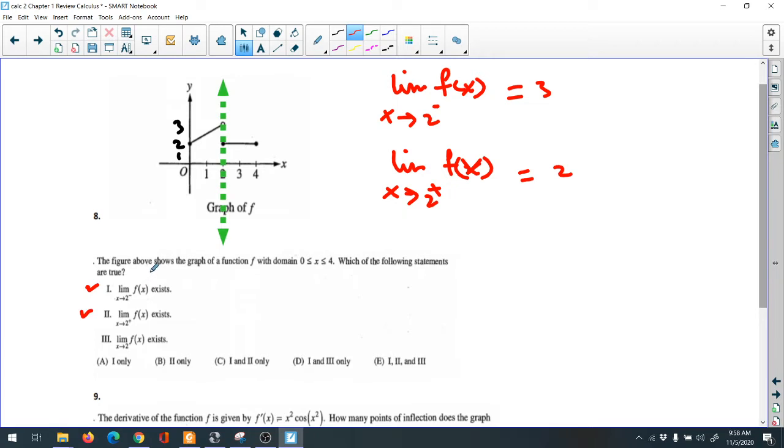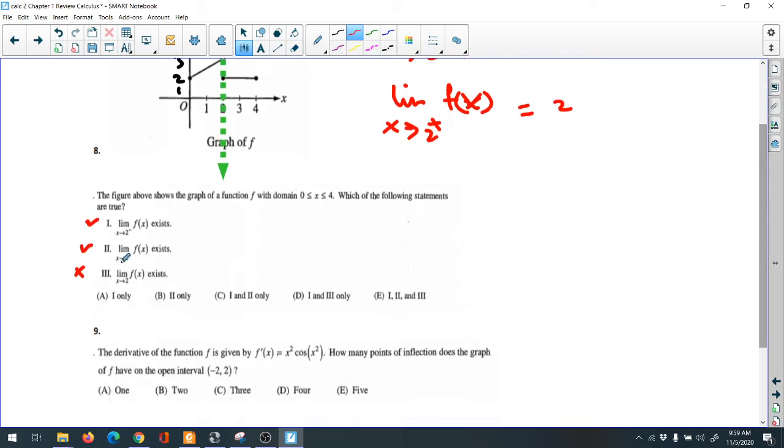But when you look at the limit in general, the left side doesn't equal the right side, which means the limit doesn't exist at 2 in general. At 2 from the left, yes; at 2 from the right, yes; but we have two different limits. So only the first and second are true, and the answer would be C.